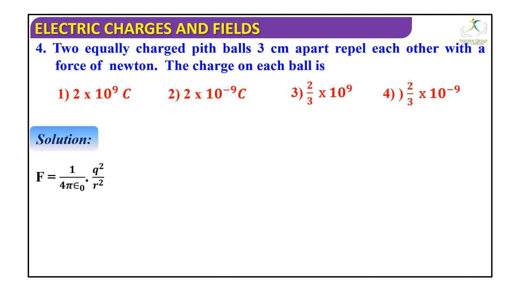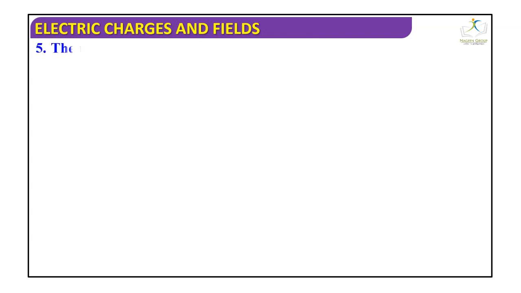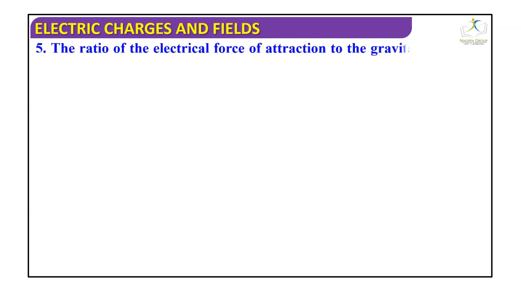So the formula which we have, F is equal to 1 by 4 pi epsilon naught Q square by R square. I'm just putting the value of R, which is given 3 centimeter. If I convert this centimeter into meter, we get 3 into 10 to the power minus 2 meter. Now after putting all these values, we can calculate the value of Q. So the value of Q is equal to 2 into 10 to the power minus 9. According to that, the correct answer for this question is option 2. Moving ahead with the next question.